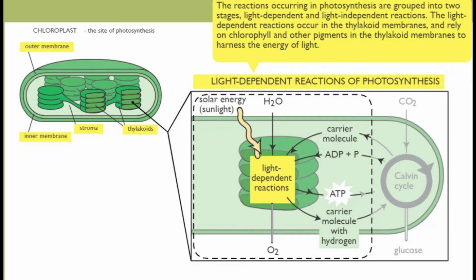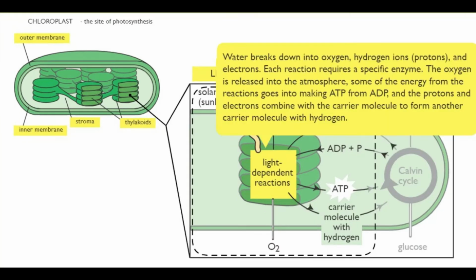Now, light-dependent reactions of photosynthesis. The reactions occurring in photosynthesis are grouped in two stages: one, the light-dependent reactions, which is the one we're talking about, and the light-independent reactions, which we'll get to later. The light-dependent reactions occur in the thylakoid membranes and rely on the chlorophyll and other pigments in the thylakoid membranes to harness the energy of light, which, again, greatly helps us with photosynthesis.